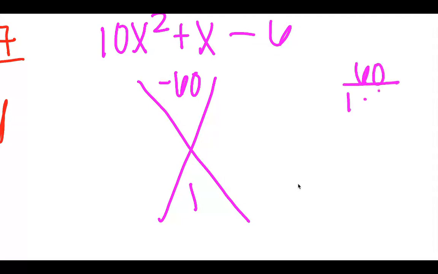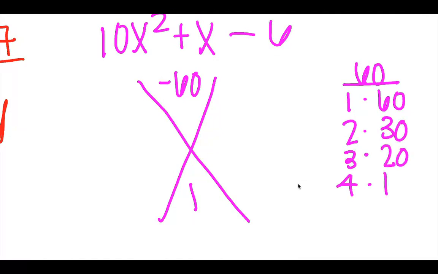So I've got 1 times 60, 2 times 30, 3 times 20, 4 times 15, 5 times 12, 6 times 10, not 7, not 8, not 9, we're back to 10. So those are my only factors.